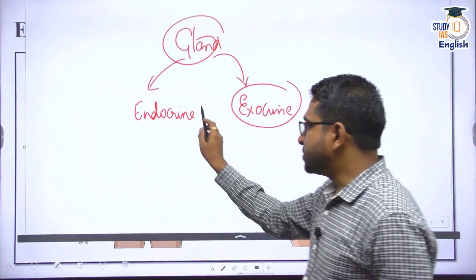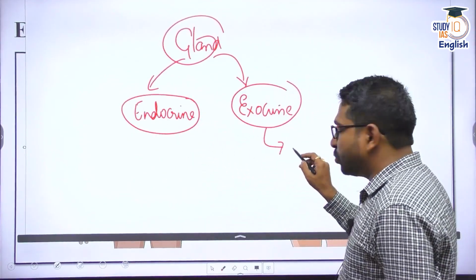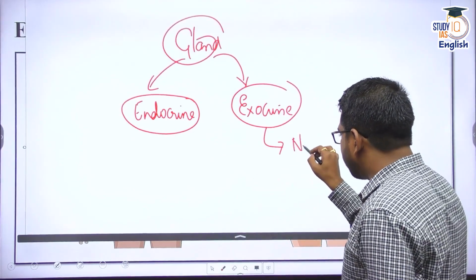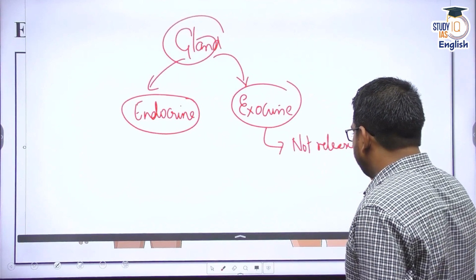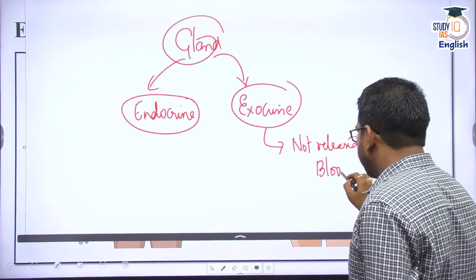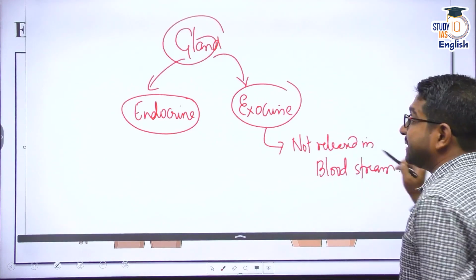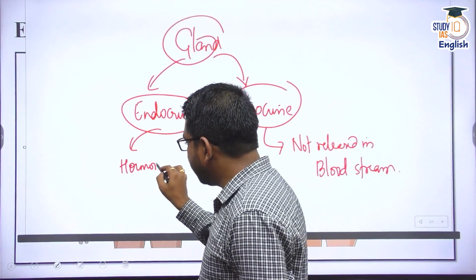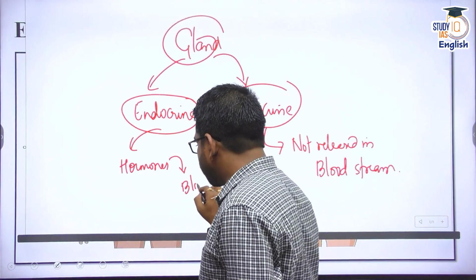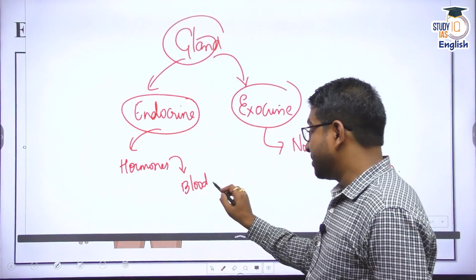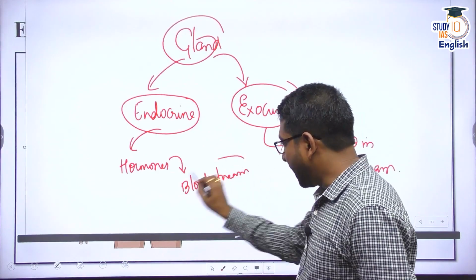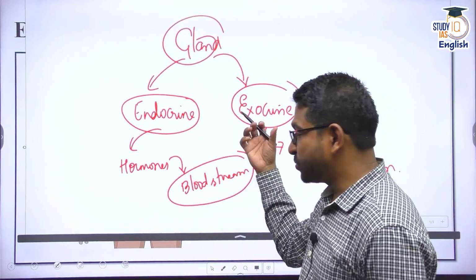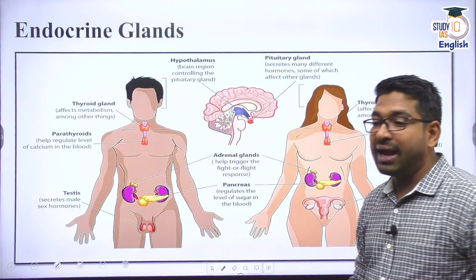The difference between these two is that whatever is secreted by the exocrine glands is not released in the bloodstream. But the endocrine glands release the hormones or chemicals directly into your blood. That's why I told you blood is a connective tissue which carries a lot of things. It carries the impurities, it carries oxygen, carbon dioxide, different chemicals, nutrients. It also carries the hormones which are released by endocrine glands.